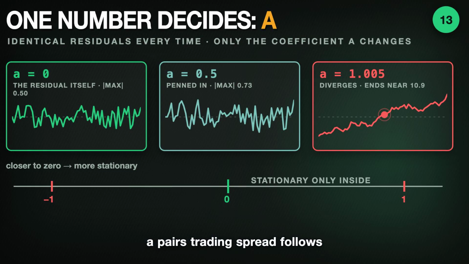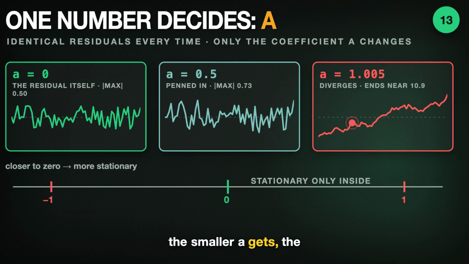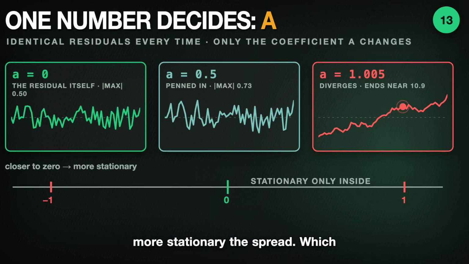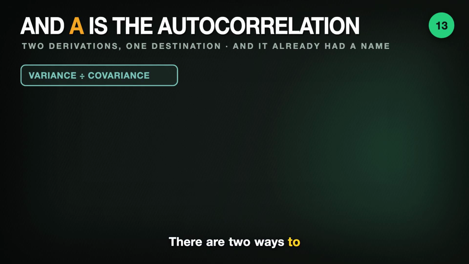So, the closer A is to 0, the smaller its absolute value, the more stationary the series, which means that if a pair's trading spread follows an AR1 model, then the smaller A gets, the more stationary the spread. Which leaves exactly one question. What is A? There are two ways to derive this, and they could not be more different.